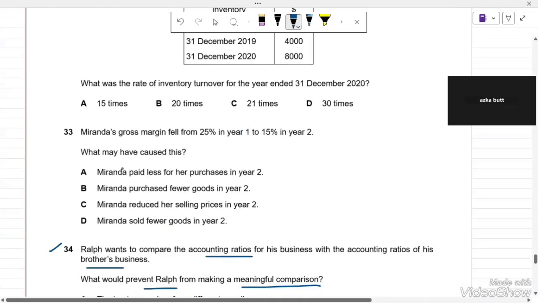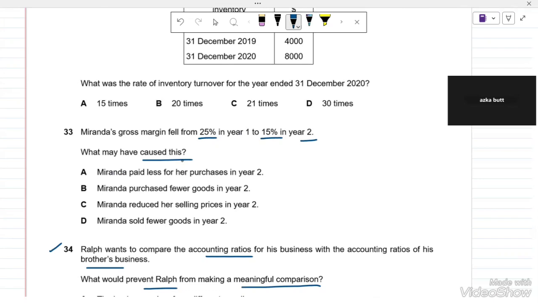Okay, so the next question is that Miranda's gross margin fell from 25% in year one to 15% in year two. So what may have caused this? Okay, so basically whenever there is a reduction in selling prices without a corresponding decrease in cost of goods sold, it would lead to a lower gross margin. So this would explain why her gross margin fell from 25% in year one to 15% in year two.